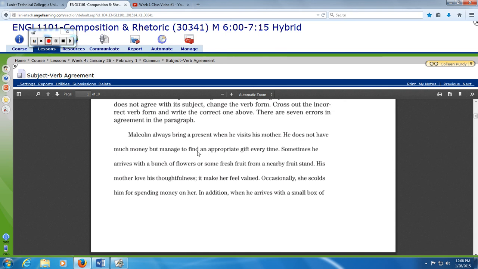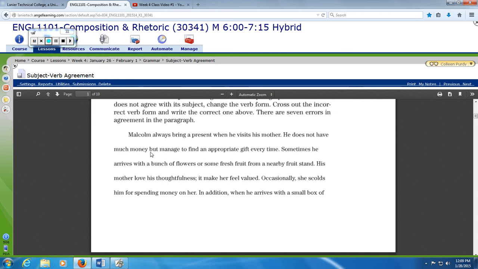He does not have much money, but managed to find an appropriate gift every time. To find is an infinitive verb. Okay, you've got "to" in front of a verb. That is never going to be your main verb. Let's see what the main verb is. He, that's the subject, does have. Not is always an adverb because it always changes the meaning of a verb. To illustrate, do not have is always different from do have, so it's always going to change the meaning of the verb, and that's what adverbs do. They change the meaning of verbs. So not is not part of the verb phrase. Does have, okay, what does he have? Money, that's your direct object.